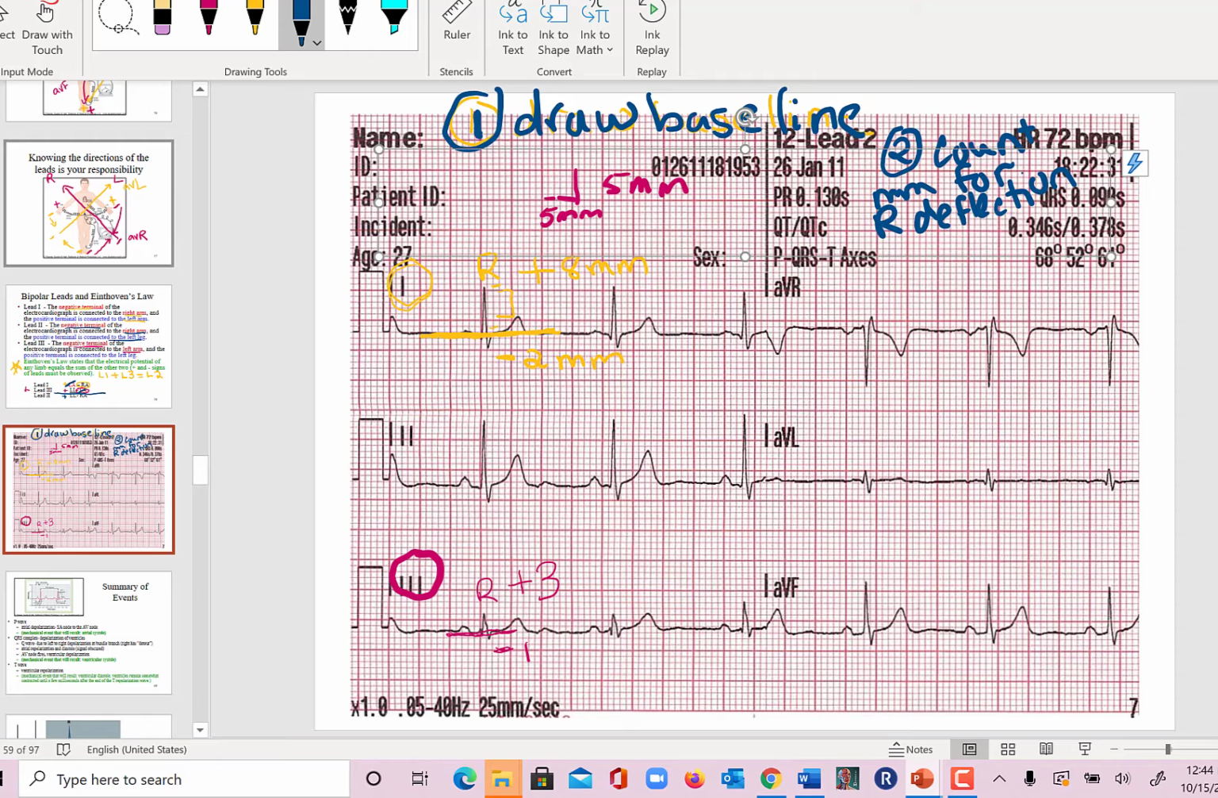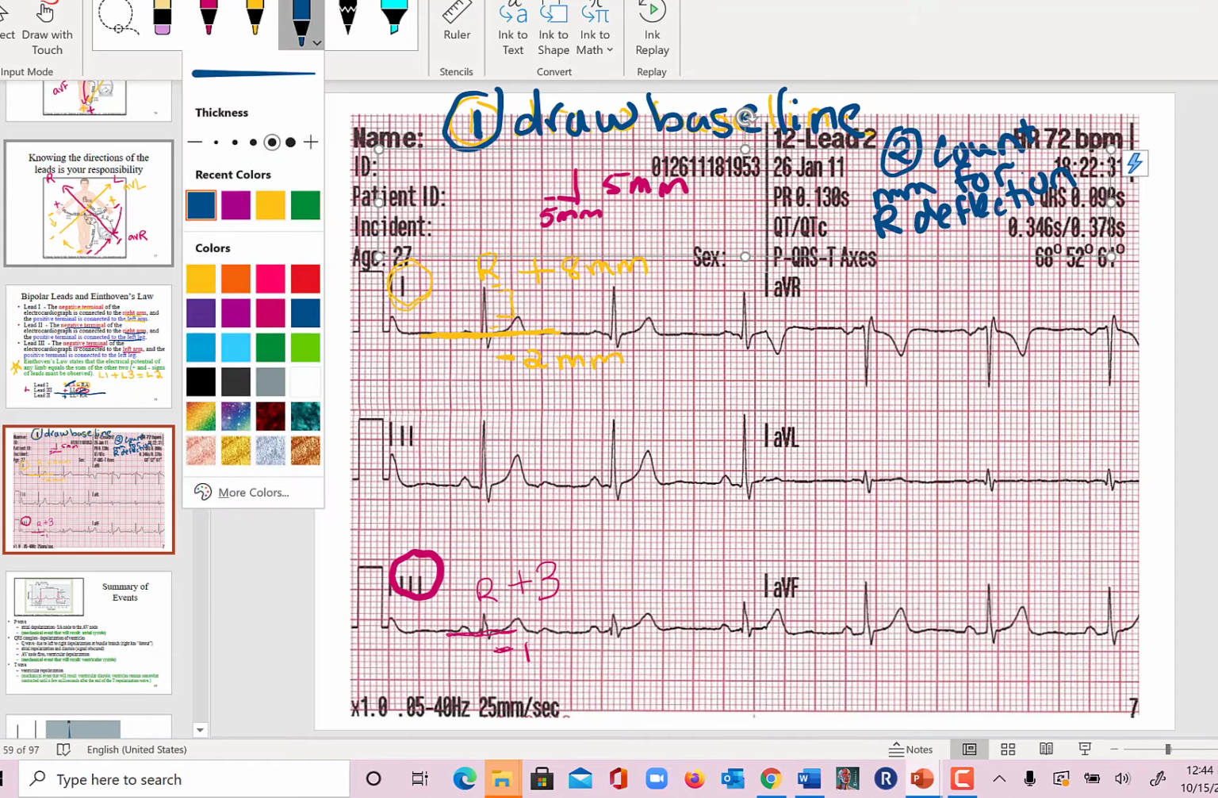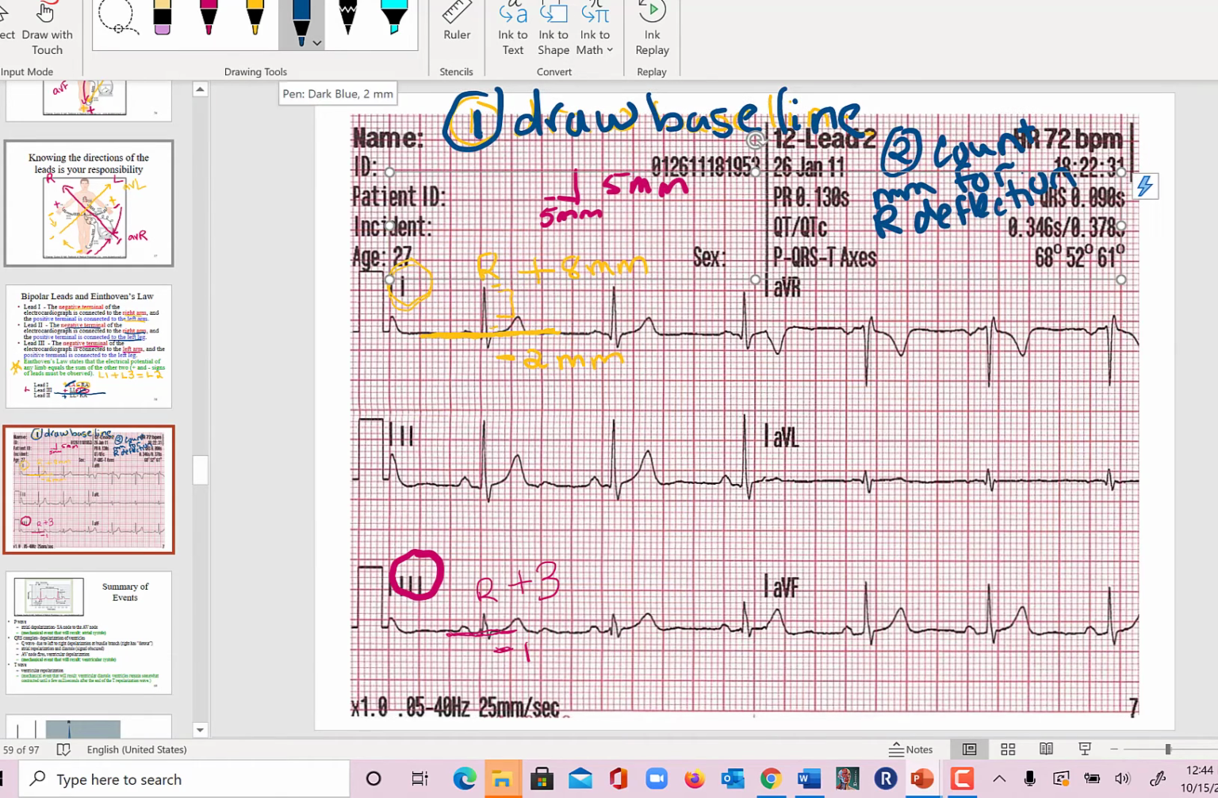And 3, count S deflection in millimeters.